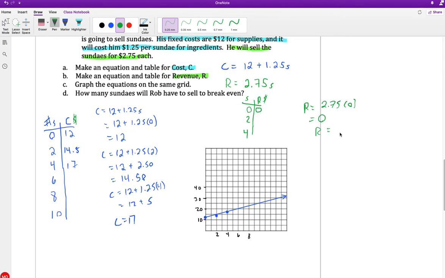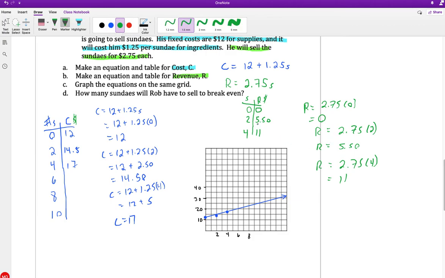And then the revenue for the second one is 2.75 times 2. Revenue is going to be $5.50. 5.50. And revenue equals 2.75 times 4. What's that? $11. Correct? Yeah. Oh. Come on, old computer.